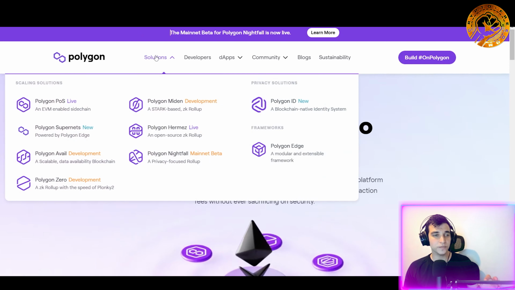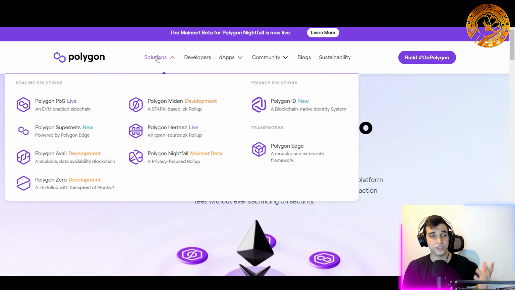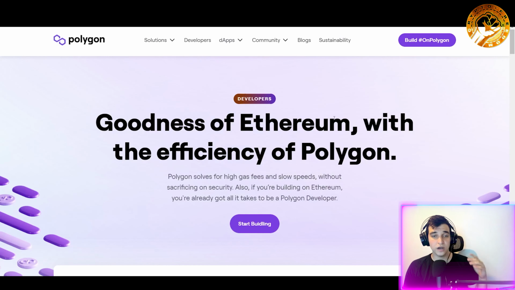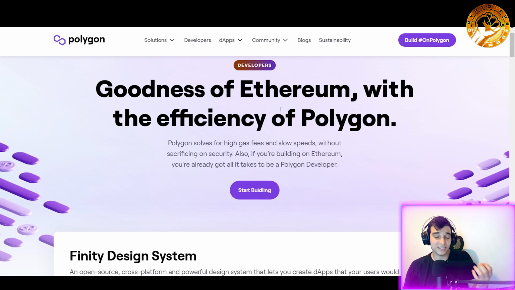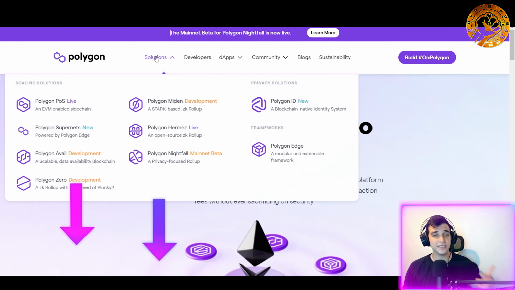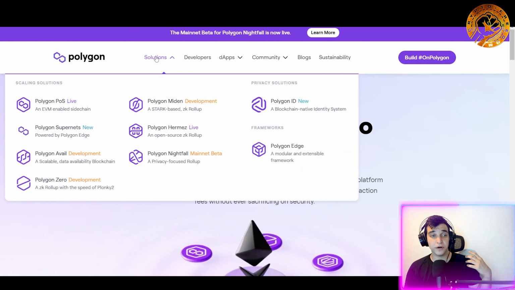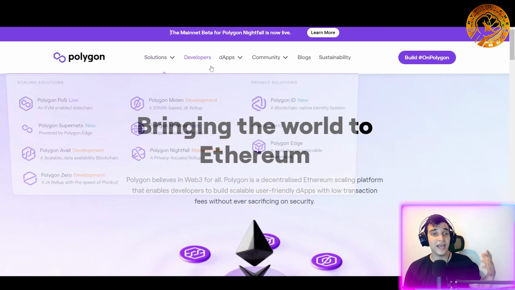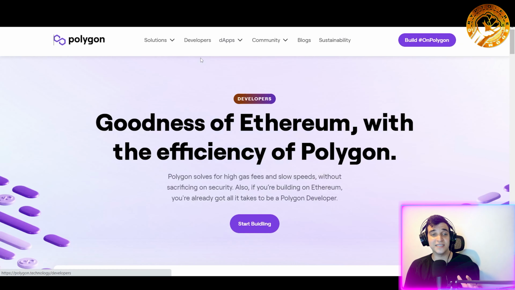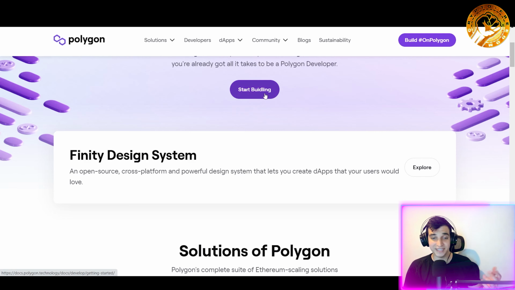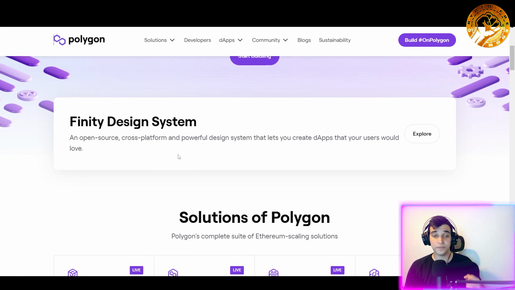On this website, you will be able to find the multiple solutions that Polygon provides, and also the different roles of the different developers, with the efficiency of Polygon that solves the high gas fees. In their website, which you can get by clicking the link down below, you will see the problems that it answers and helps to solve. You can click in here and start building.